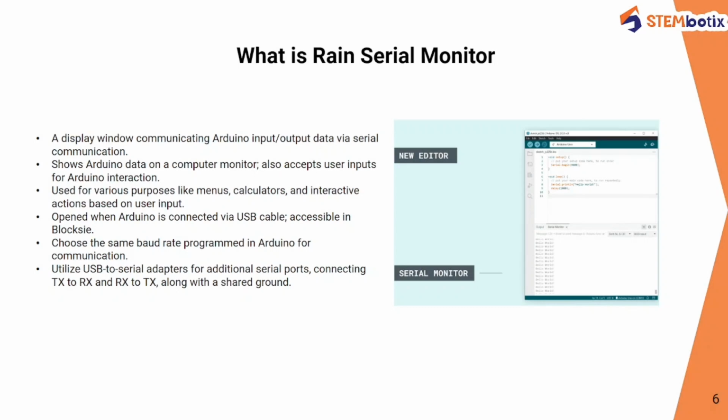It is opened when Arduino is connected via a USB cable, and is accessible in Blockzie. Choose the same baud rate as programmed in Arduino for communication. Utilize USB to serial adapters for additional serial ports, connecting our transmitting line to the receiving line of the other device, and the receiving line to its transmitting line, along with a shared ground. Yes, we will connect our transmitting line to the receiving line of another device, and the same vice versa.